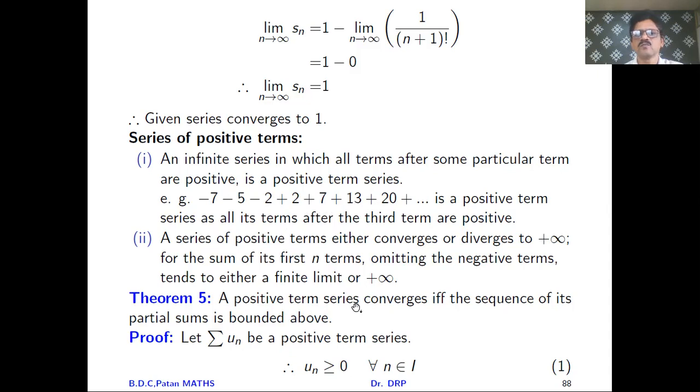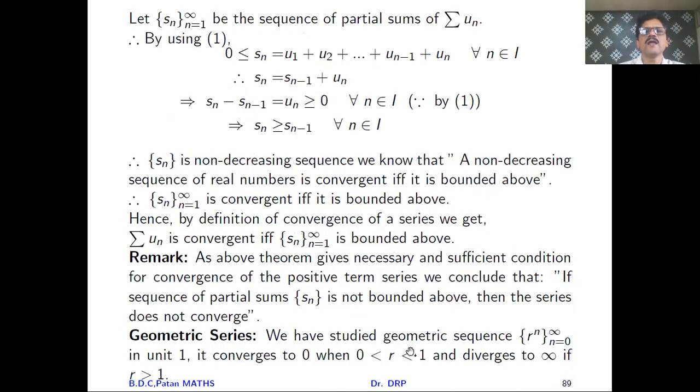So see here the theorem which is related to it. A positive term series converges if and only if the sequence of its partial sums is bounded above. So see the proof of it. Let summation un be a positive term series. So if it is a positive term series, we will get un greater than or equal to 0 for all n belongs to I.